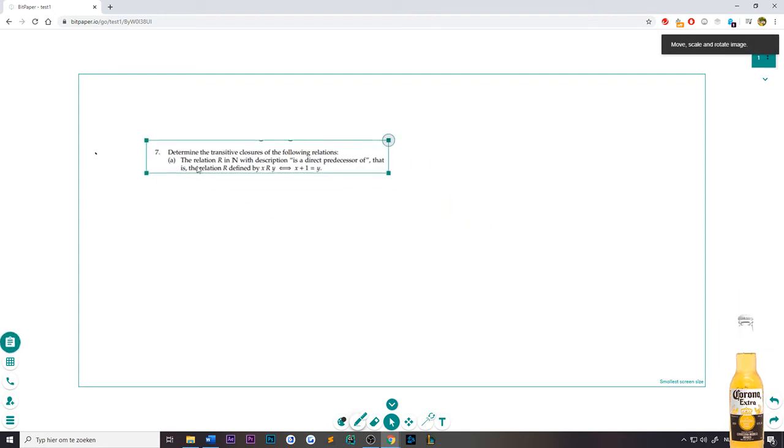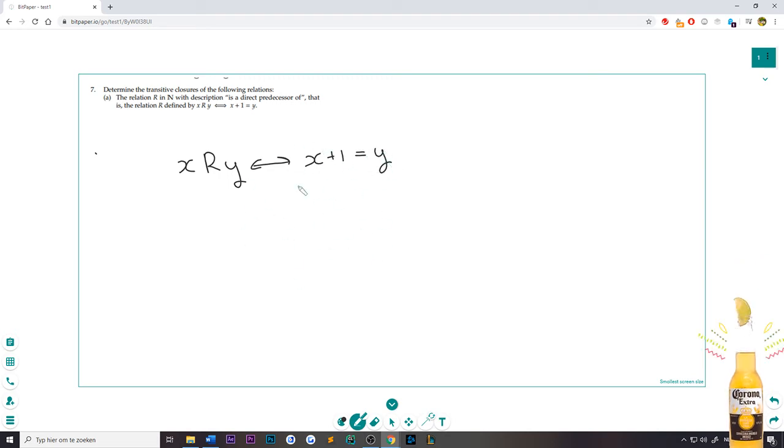Right, so question 7, I'll just go over A quickly because it's not really a super relevant question. But I still just want to discuss it, so you can see how transitive closure may occur differently, I guess. So we have the relation R in N with description "is a direct predecessor of", that is the relation R. So x R y implies that x plus 1 is y. And we want to give the transitive closure of this, okay?